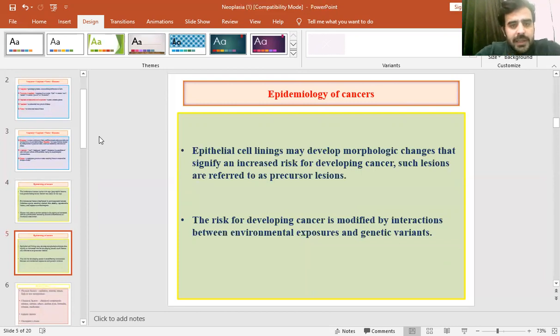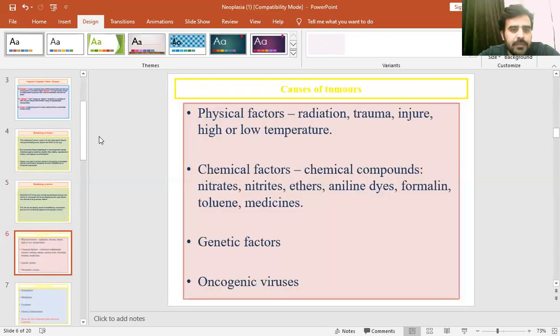Epithelial cell lining may develop morphological changes that signify an increased risk for developing cancers. Those lesions we call precursor lesions. After some time, we are going to discuss what kinds of precursor lesions we know so far. The risk for developing cancer is modified by the interaction between environmental exposures and genetic variants.